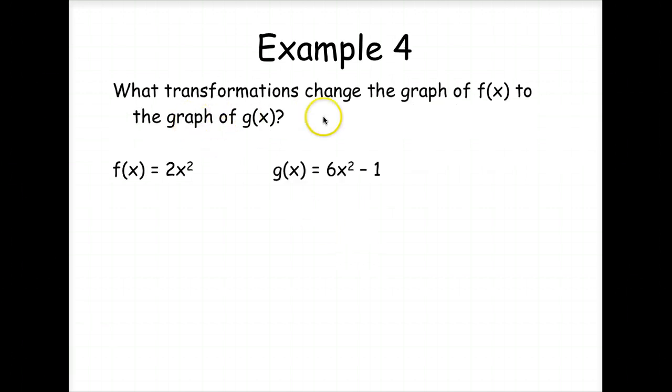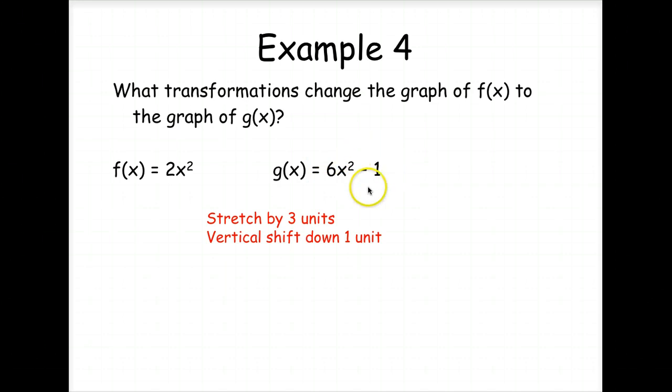Now, what transformations change the graph of f of x to the graph of g of x? So let's look. Here's f of x. So what are we doing to f of x in order to get g of x? Well, it looks like we're multiplying by 3 and then going 1 unit down. So we're going to stretch by 3 and we're going to shift vertically down 1 unit.